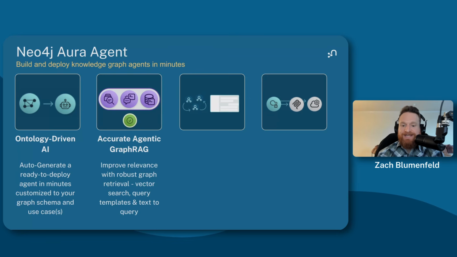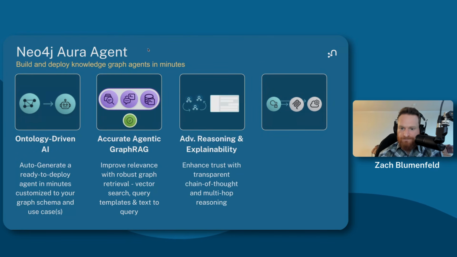After that is the accurate and agentic GraphRAG. So basically being able to improve the accuracy of your results. And we've talked about GraphRAG a lot if you've listened to some of our other content. But there's a combination of tools that come out of the box here, from vector search to query templates, and also text to query or text to Cypher, in our case, since we're using the Cypher graph query language.